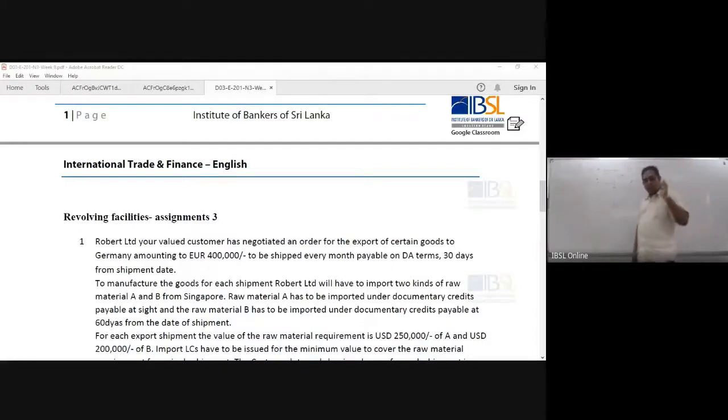Time taken to manufacture and receive the export bill purchase proceeds will take 4 months from the date of receipt of documents.